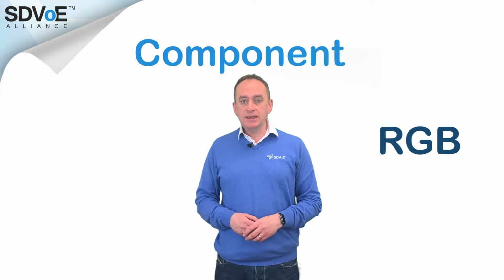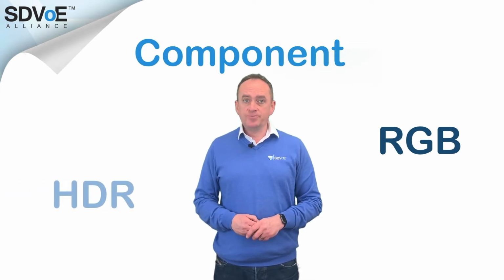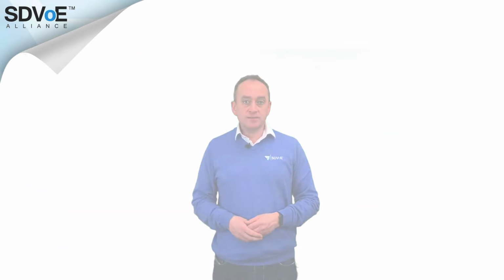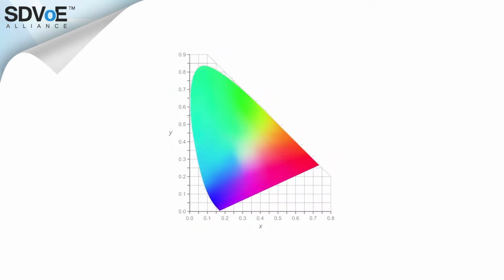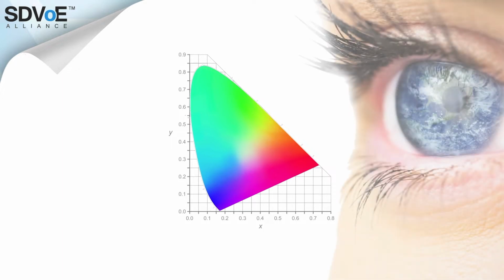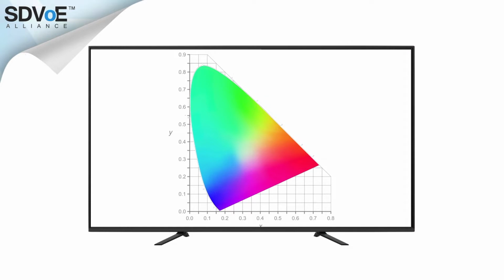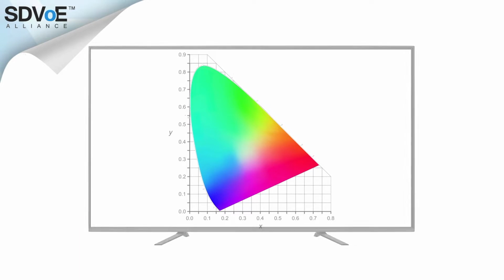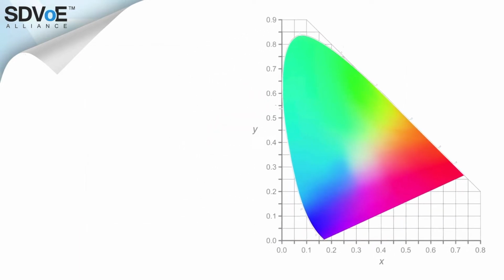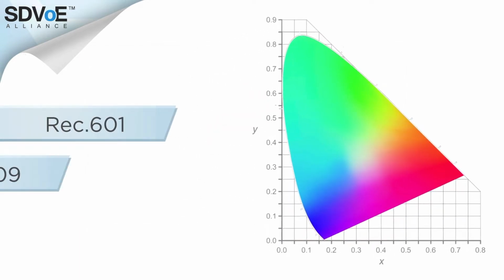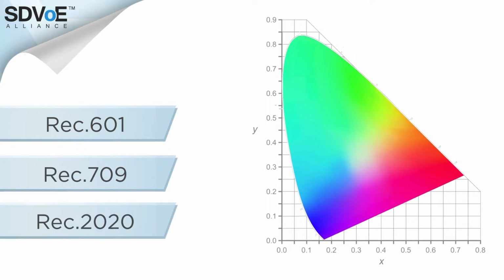In Pro AV world, we've historically heard color spaces described as component, RGB, and in recent years, HDR. But how do they differ? Let's begin by looking at a typical chromaticity chart. This colourful arc-shaped area represents all the colours the human eye can see. If every display were able to show this amount of colours, things would be nice and easy. However, they can't. So clever people have written standards over the years to allow display manufacturers to work to.